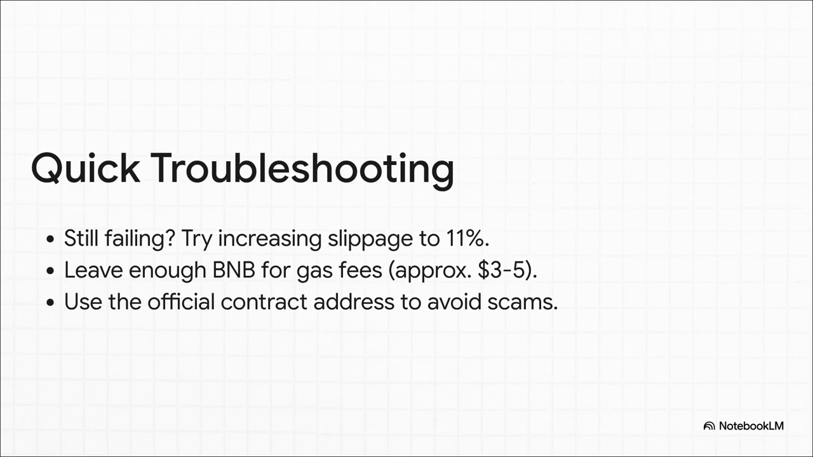So, if your trade still fails even at 9%, it could be because there's a tiny bit of actual market slippage happening on top of the tax. So try bumping it up to 10% or even 11%. Also, and this is a big one, always remember to keep a few extra dollars of BNB in your wallet to cover the network's gas fees. And maybe most importantly, always copy the token's official contract address from a trusted source like CoinGecko or the official website to avoid buying a fake, scam version of the coin.